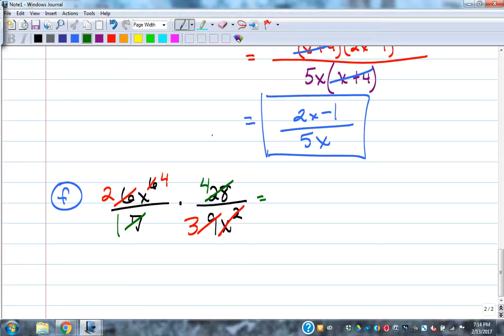So once we've gotten that done, we just multiply straight across. So 2 times 4 is 8 x to the 4th. On the bottom, 1 times 3 is 3. We get that done.